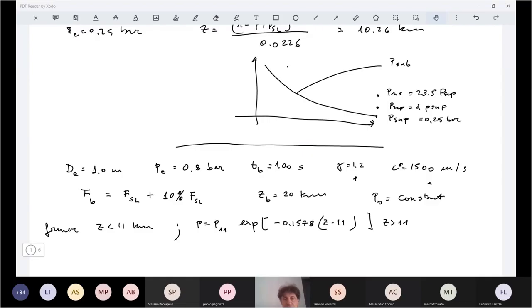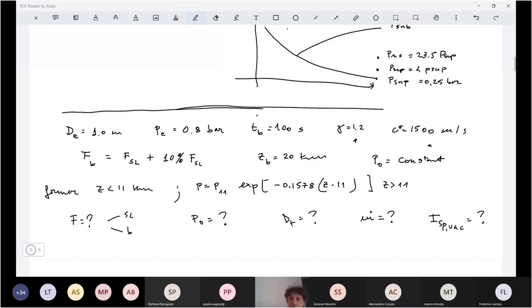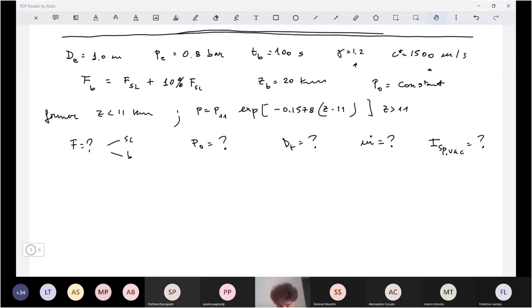So what we have to evaluate, what would we like to see here? We would like to evaluate what is thrust at sea level and burnout. What is P0? What is the thrust diameter? What is the mass flow rate? And the vacuum specific impulse. So this is the exercise. We have a number of observed data to translate into more information. So I leave you just a minute to think about it.